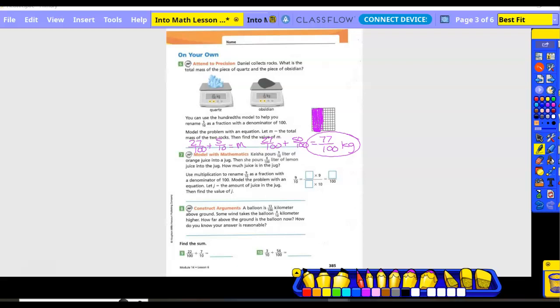Yeah. Okay, so how did I get from 10 to 100? Times 10. So what I do on the bottom, I do on the top. So 9 times 10 is 90. So now I have 90 hundredths plus 8 hundredths equals J for the value of the juice, right? Okay, so what is 90 plus 8? 98. So 98 hundredths of a liter.